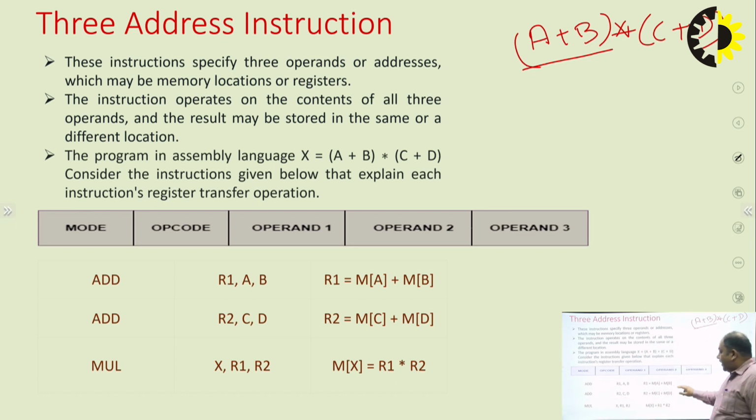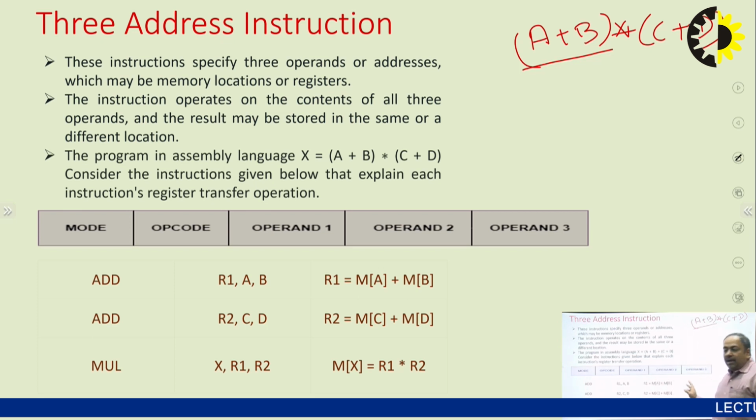So first we add both, in which the R1 register has the data at memory address of A plus memory address of B, and R2 has the memory address of C plus memory address of D. In these 2 registers we have applied the add operation. Then in the next register we have applied multiply of these 2 registers.